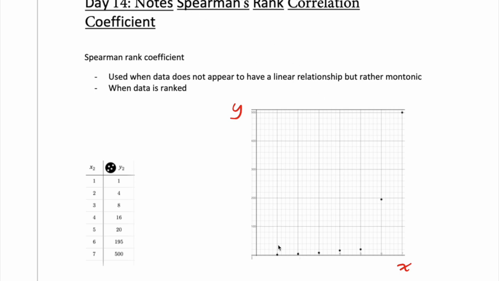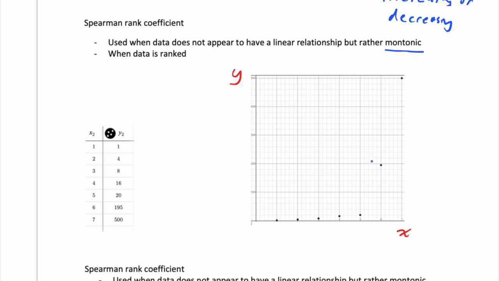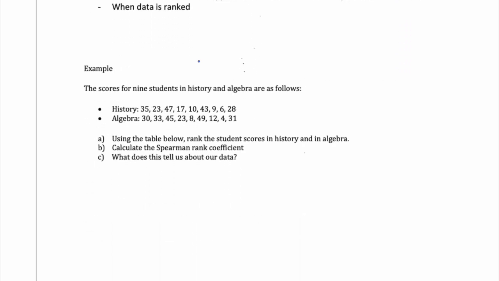Spearman's is useful when the data is not linear, but there looks like a relationship between x and y. We call that monotonic if it's an increasing function, or decreasing. What we do is convert this to a linear function by ranking the data, and then put it into our calculator and calculate the Pearson's product moment correlation coefficient, the R value, of the ranks. So let's take a look at how that works.